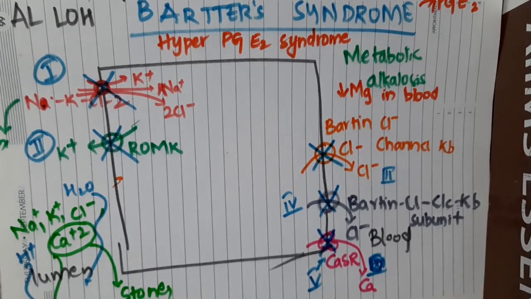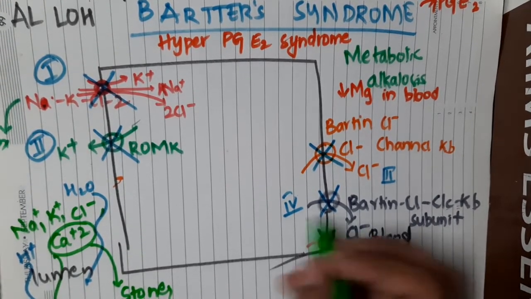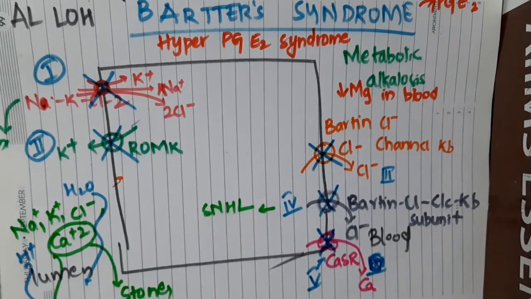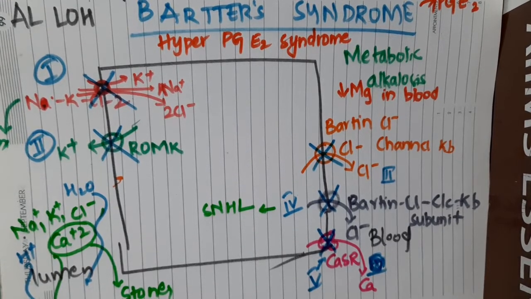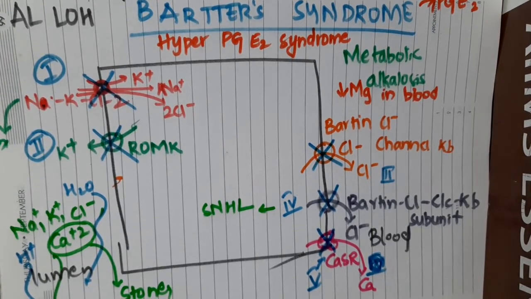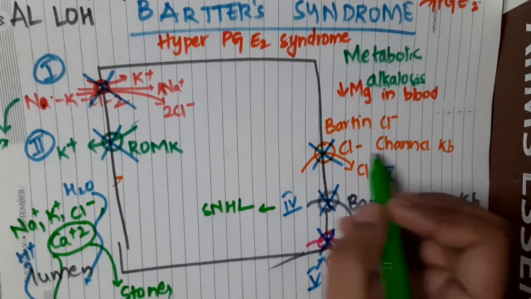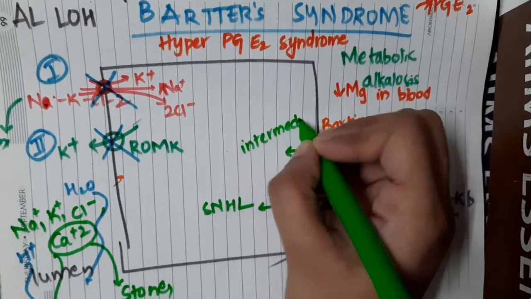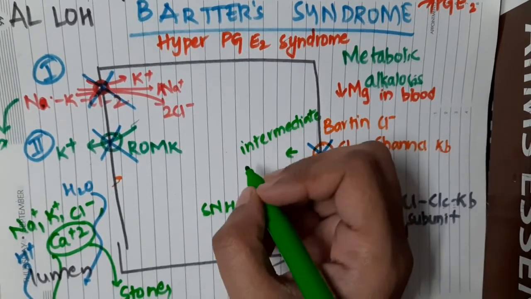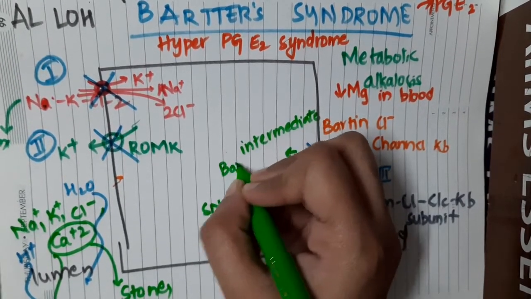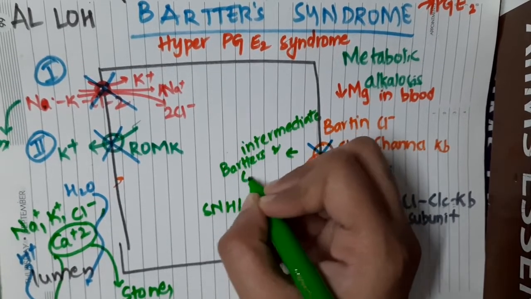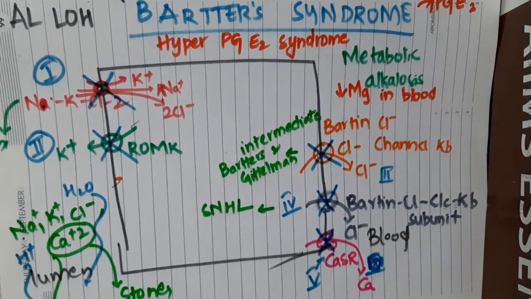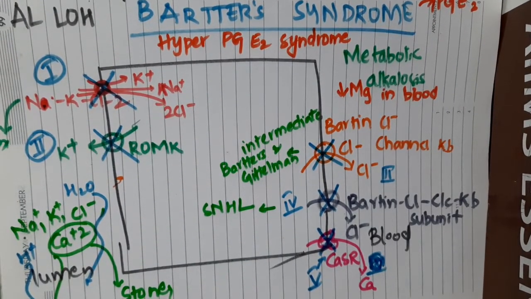Now, type 4 is associated with sensorineural hearing loss. Then type 3 is intermediate between Bartter and Gitelman syndrome, so it has a few similarities between Bartter and Gitelman syndrome. So these are the different important things about Bartter syndrome.